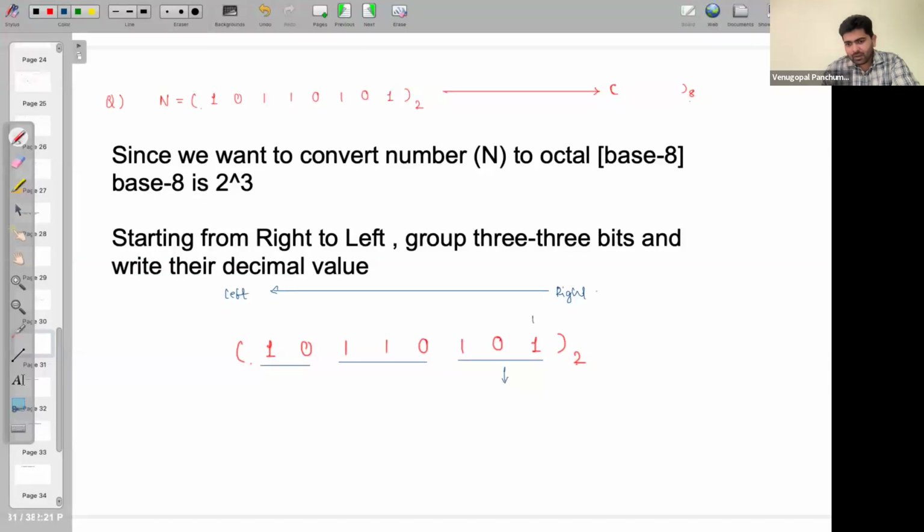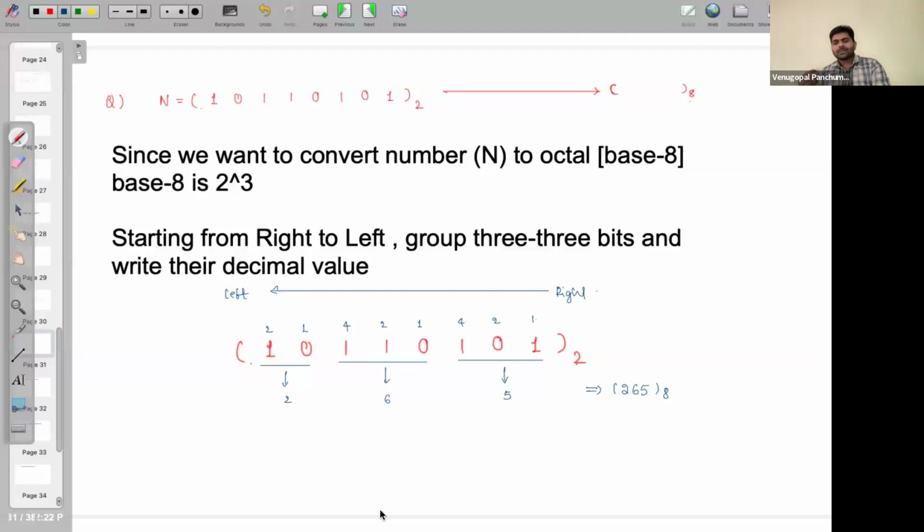Now what is the decimal value of this? 1, 2, 4. So 4 plus 1, that is 5. What is this decimal value? 1, 2, 4. 4 plus 2, 6. What is this decimal value? 1, 2. So 2. So finally the answer is 265 in base 8. So understood? Very simple process. You do not need to convert back to decimal. Directly we can solve this. It's easy, right, compared to the previous method? Directly you can group 3 bits and do it like this.